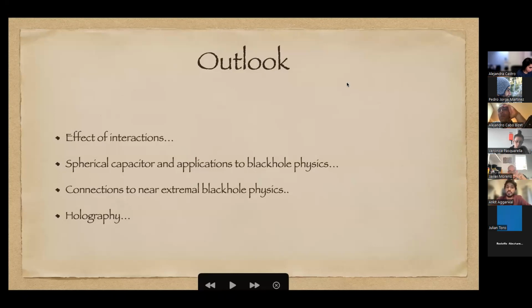There also seem to be some interesting connections to near extremal black hole physics, where extremality is also like taking the chemical potential to its maximum value. We would also like to explore it from the point of view of holography. Yeah, that's all. Thank you.